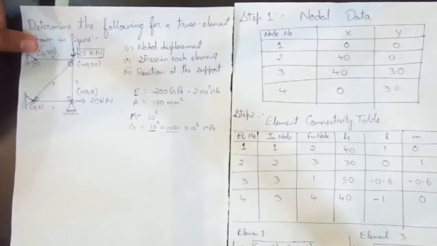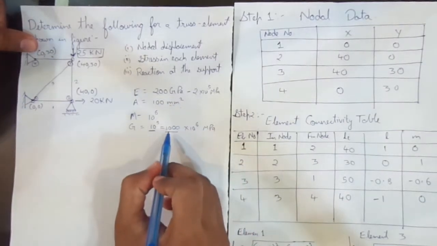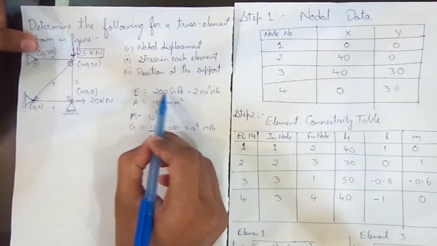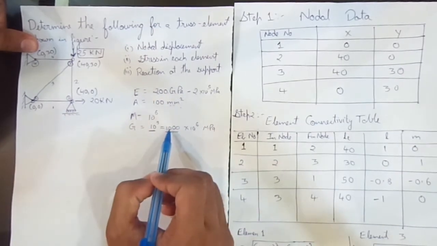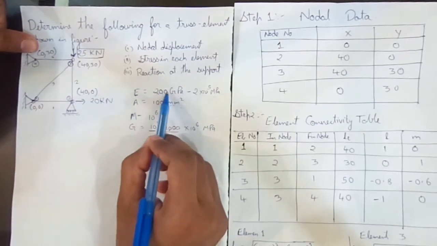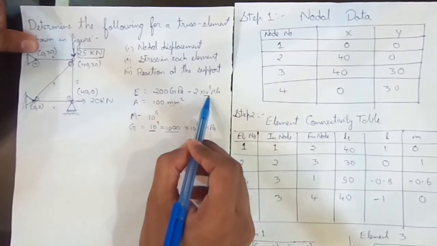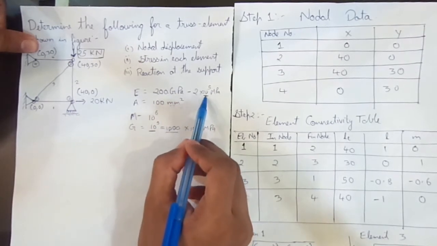So this 1000 is this 1000 and this 100. If we multiply, it will become 1, 2, 3, 4, 5. That's why I have written 10 power 5. So 2 into 10 power 5 megapascal, right?